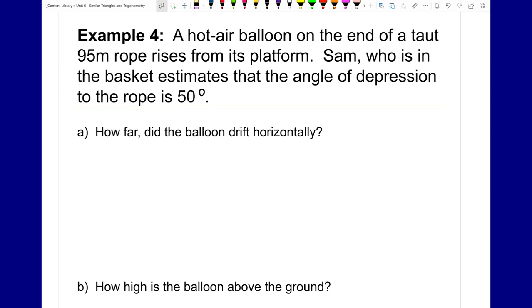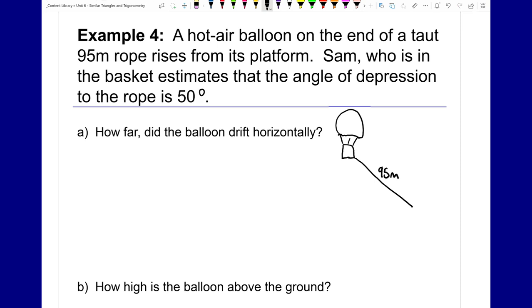So we have a balloon, a hot air balloon. It is at the end of a taut rope that's risen from its platform, and it drifts off. So it's a taut rope, and we know that it's 95 meters long.